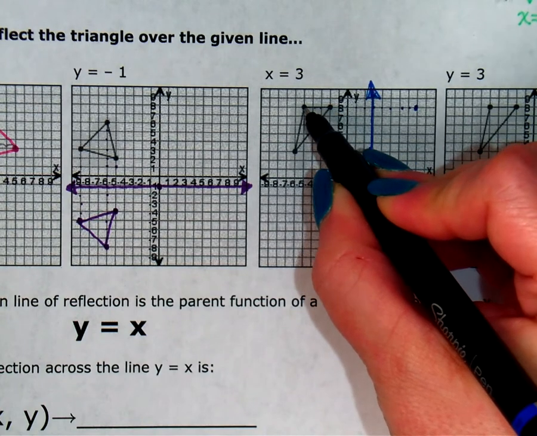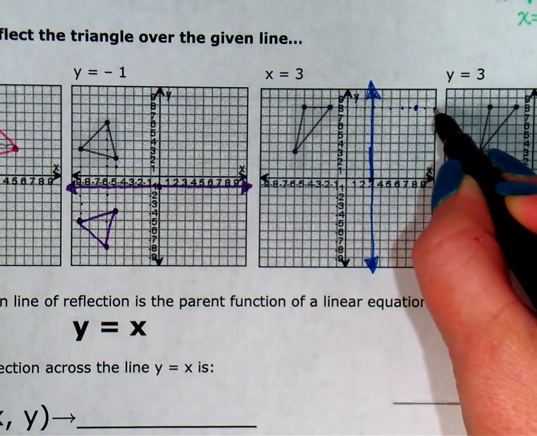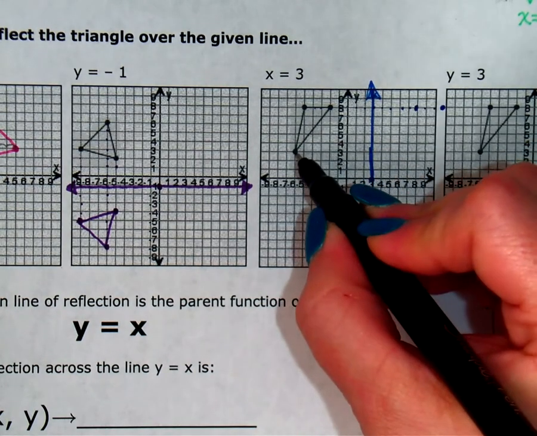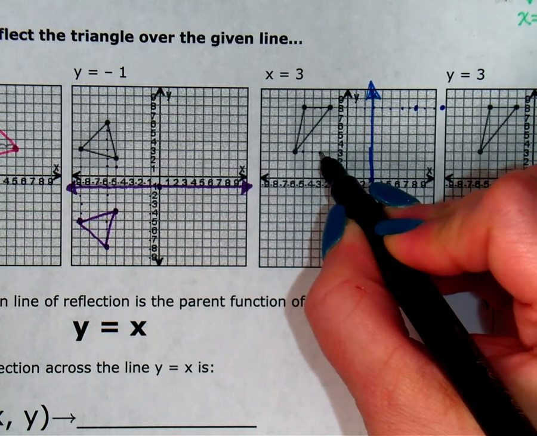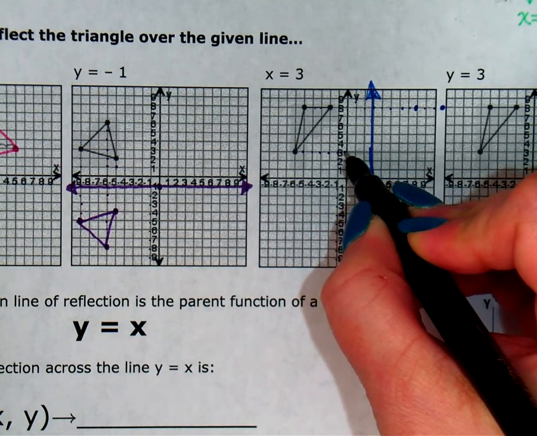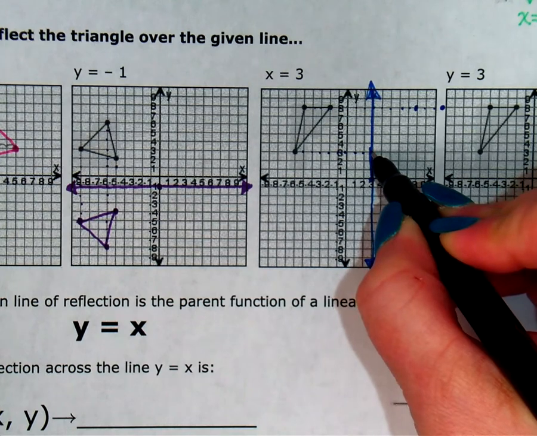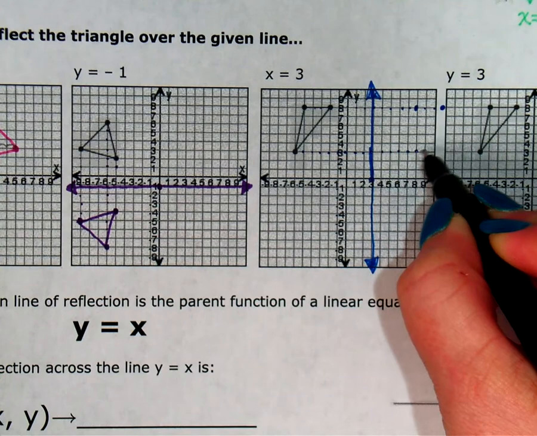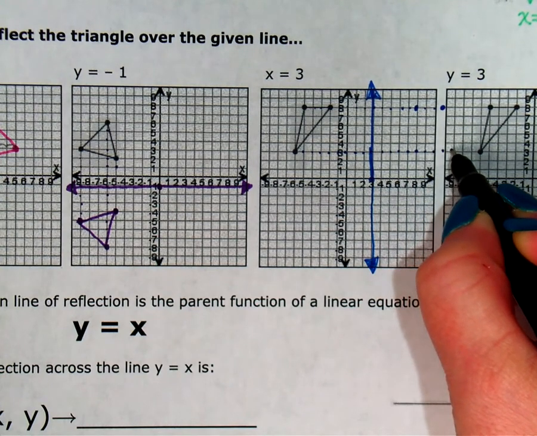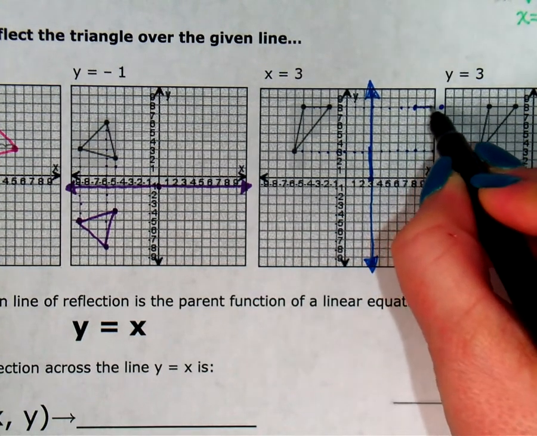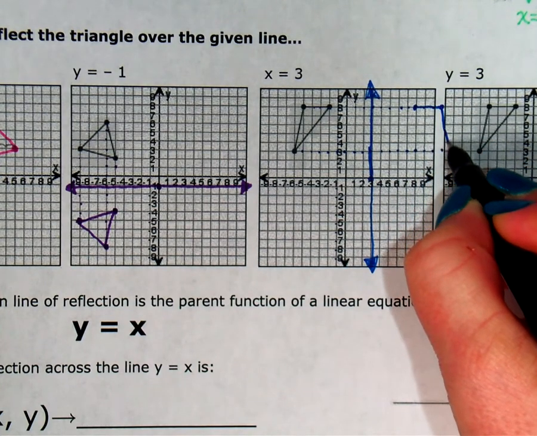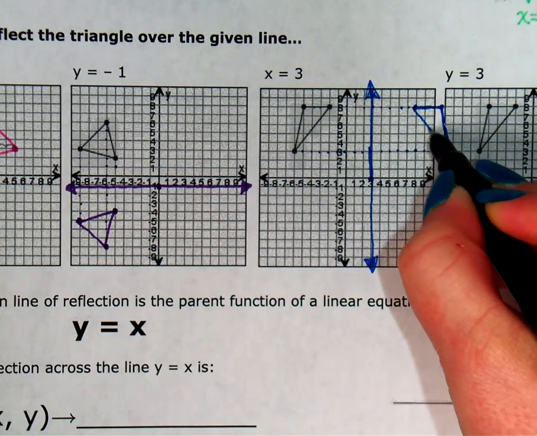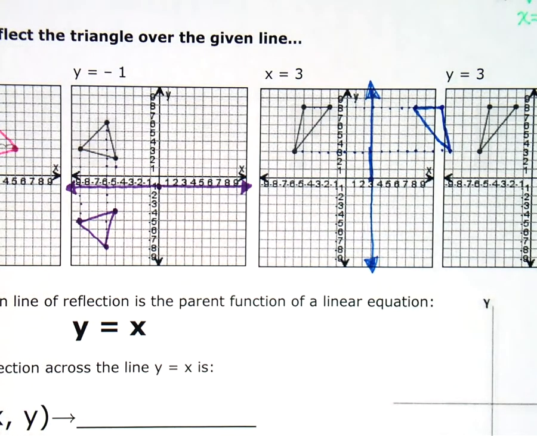This one is 3 further out than that one. So 1, 2, I'm going to fall off my graph, that's okay, 3 further out. And then this one is 9 away, so 1, 2, 3, 4, 5, 6, 7, and I fell off again, that's okay, 9. So here is my reflected image. Made it work.